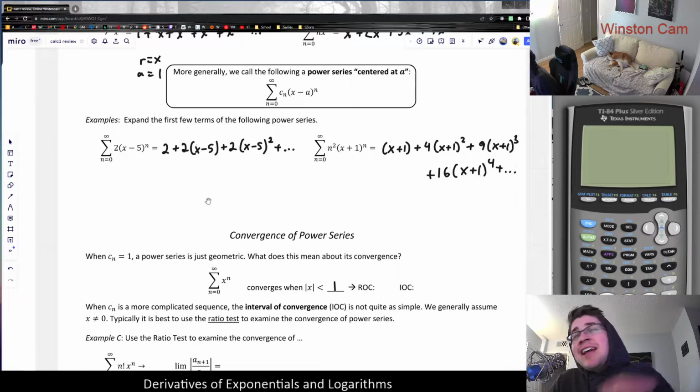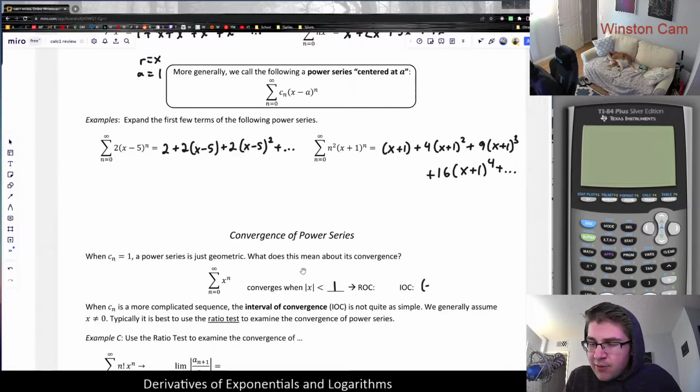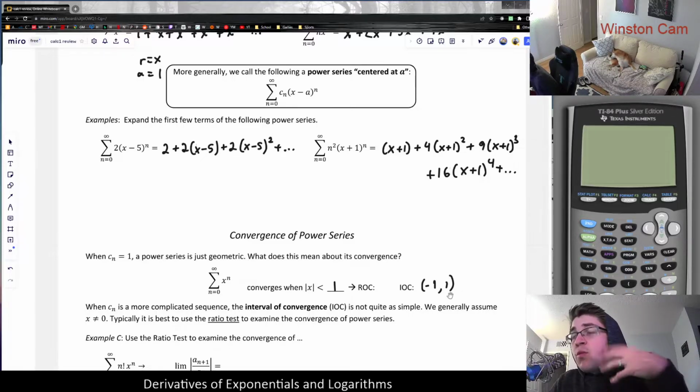But basically, the interval of convergence, if we were to write this in interval notation, essentially this will converge when x is between -1 and 1. So writing that in interval notation, any number in between -1 and 1 is the values of x for which this series will converge.